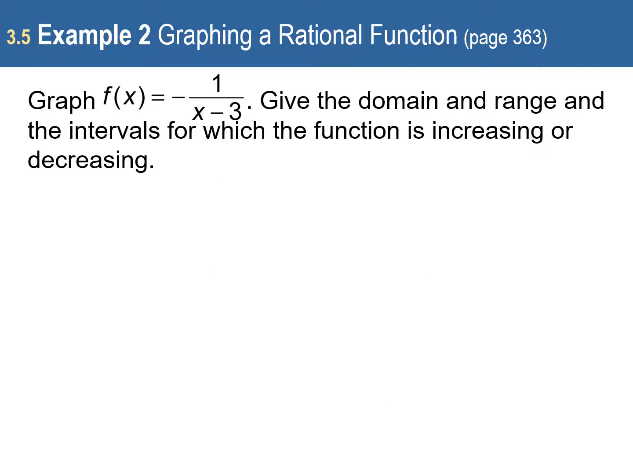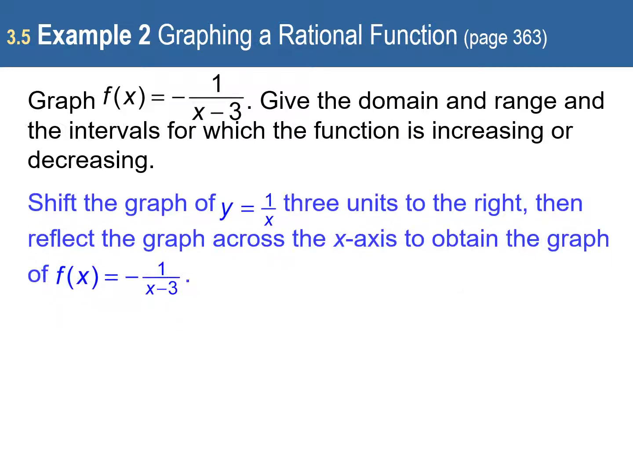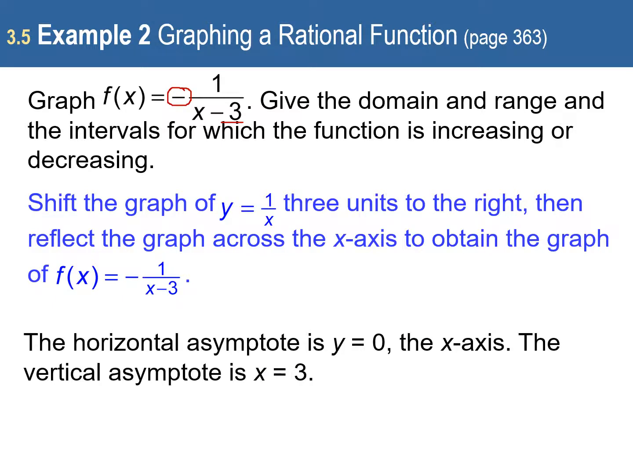If I were to graph f of x equals negative 1 over x minus 3 and give the domain and range, then I see that this is shifted 3 units to the right and then reflected across the x-axis. The horizontal asymptote is y equals 0, the x-axis, and there's a vertical asymptote at x equals 3.